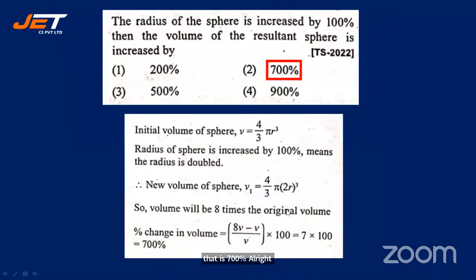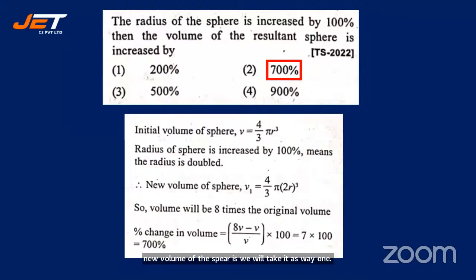Yes, see, the initial volume of the sphere is 4 by 3 pi r cube. And here we are saying that the radius is increased by 100%. 100% means what? Your r will become twice of r, isn't it? So, your r will become 2r. So, the new volume of the sphere is V1. We'll take it as V1. 4 by 3 pi into 2r, the whole cube.